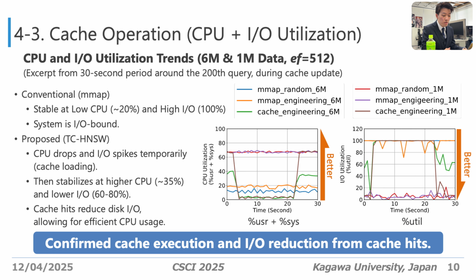This means the system is I/O bound. The disk is the bottleneck. Now, focusing on the green line for TC-HNSW. At the beginning, I/O spikes and CPU drops. This is a cache loading phase. After that, the I/O drops significantly, and CPU usage increases to about 35%. This means the cache is working. The system is processing data in memory, not using the disk.